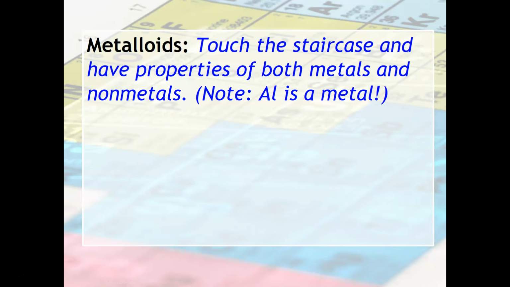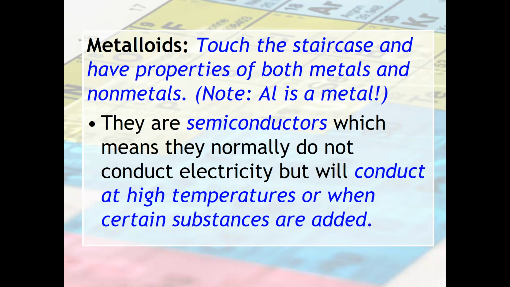Metalloids are substances that touch the staircase and they have properties of both metals and nonmetals. And remember what I said, aluminum is a special circumstance. Aluminum, although it touches the staircase, is technically a metal, so it is not a metalloid. Metalloids are also called semiconductors, which means that by themselves they normally don't conduct electricity, but they will if you do certain things to them. For example, if you heat them up, or if you add certain substances to them and create a mixture, they will conduct.